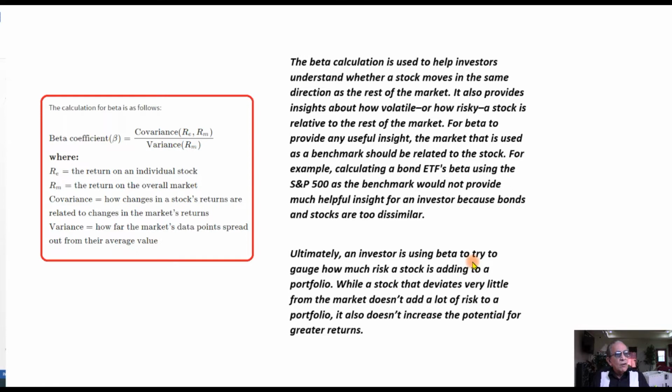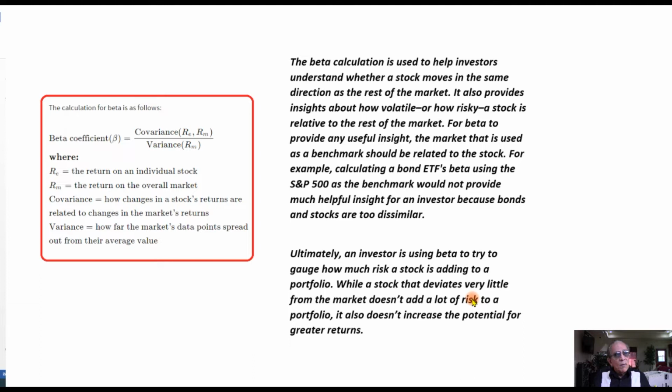Ultimately, the investor uses beta to try to gauge how much risk the stock is adding to the portfolio that you own. A stock that deviates very little from the market doesn't add a lot of risk to a portfolio, but it doesn't have increasing potential for greater returns. So what they're saying is that a stock that deviates very little from the market doesn't add a lot of risk. So the closer you are to one on the stock, to that one for the S&P, the less variance there is in the price of the stock as the market behaves.